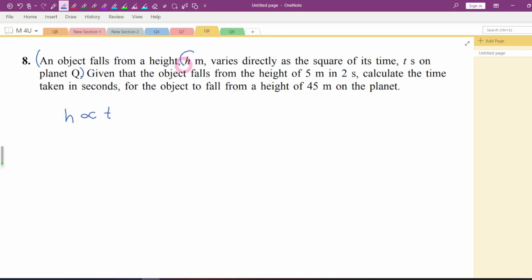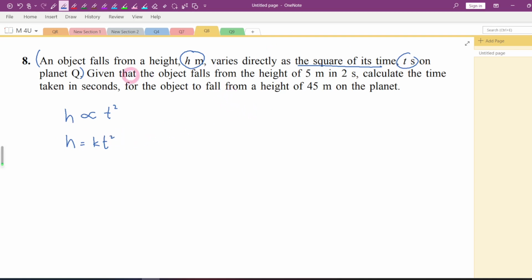We cannot just look at this variable. We have to focus on the words also, the square of its time. Therefore, we need to put a square here. Okay, so the given units, this is meter, this is second. So the second step is to change it to equation form by adding a k.